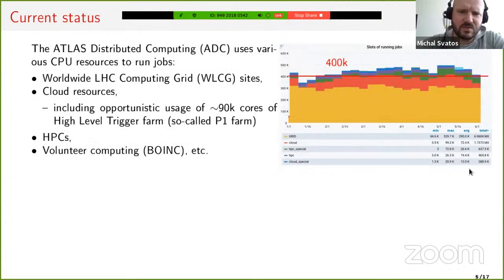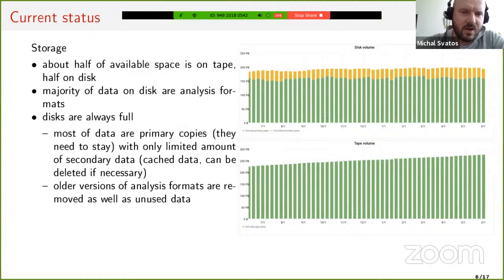For the current status, as I said, we have about 400K cores. On the plot, you see the usage from the beginning of this year. So most of the resources are coming from the WLCG grid sites, but then there are also cloud resources, and this also includes the HLT farm, which has about 90,000 cores. And then there are HPCs, etc. For storage, as I said, we have about half an exabyte of space, which is more or less split half and half between tape and disk.